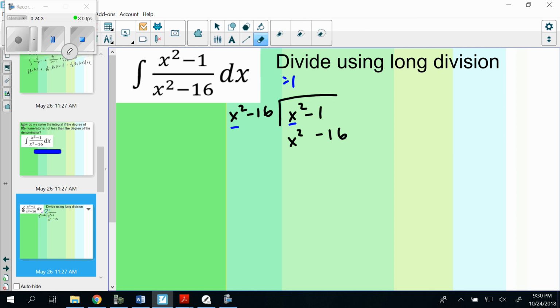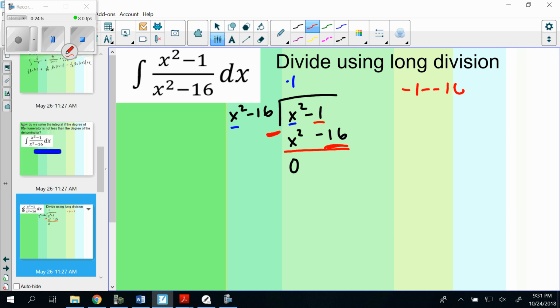Now, just like you do in regular long division, we want to subtract these and see what we get. If we take x squared minus x squared, that is 0. If we take negative 1 minus a negative 16, that's going to actually end up being adding there. That's going to give us 15. So that ends up being our remainder. So we get 1 remainder 15.